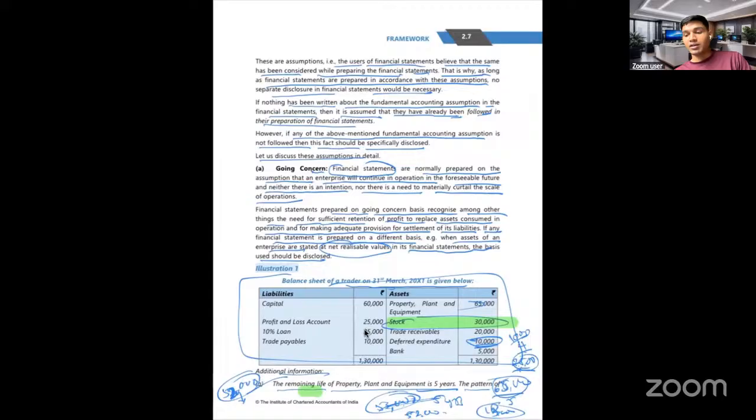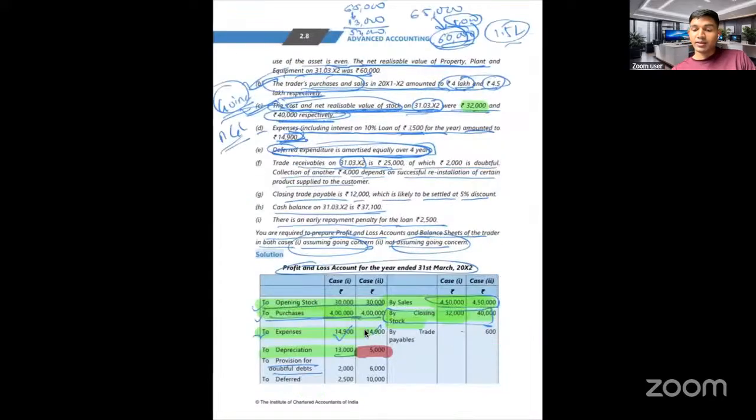But in case we're not assuming going concern, it will become 10,000. Normally, if we have to amortize it over 4 years, we will take 2,500. But if there is no assumption of going concern, then in that case we have to expense it out completely. So we have to take it over here as 10,000. So this case also has been covered.